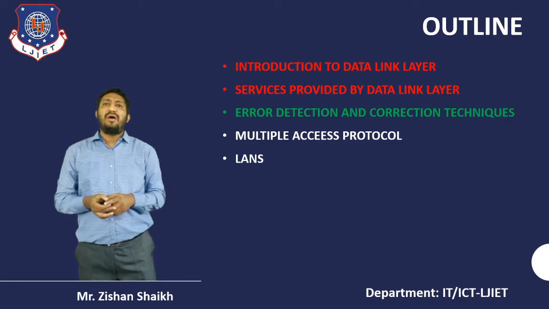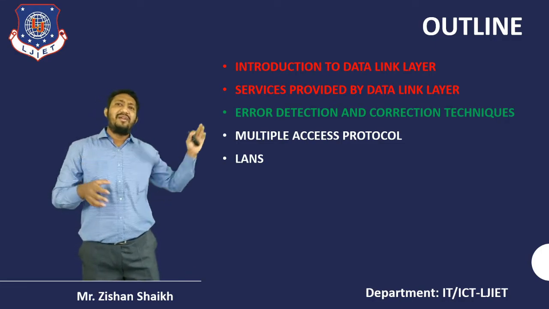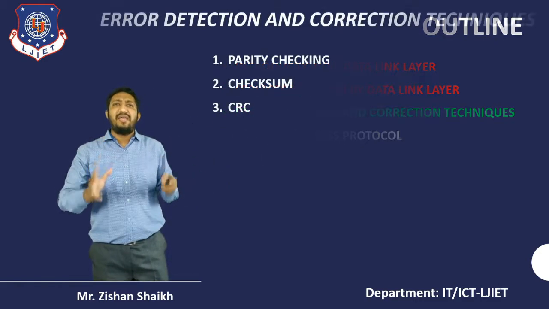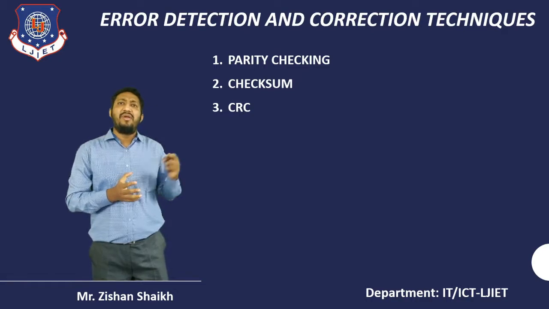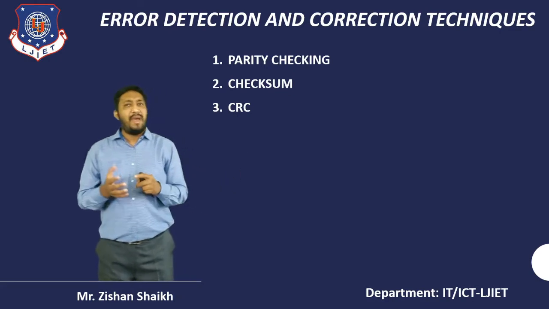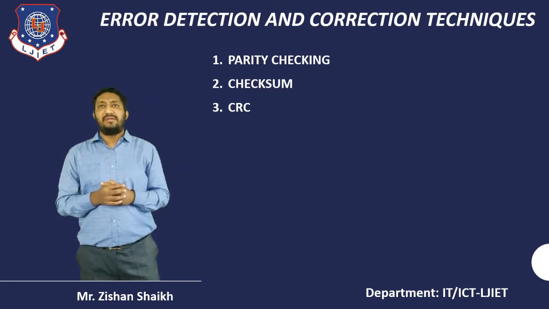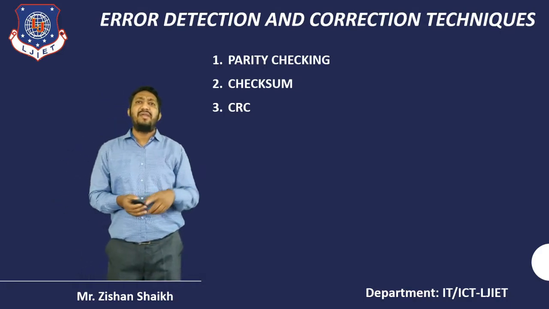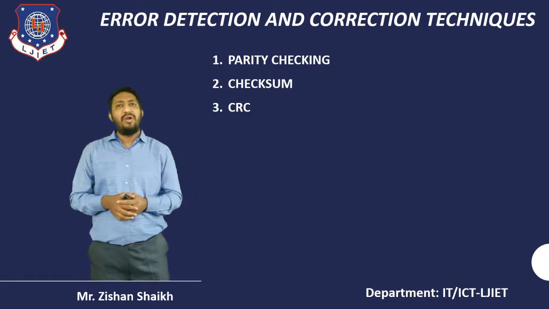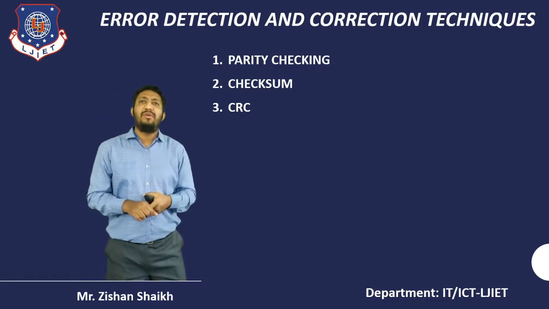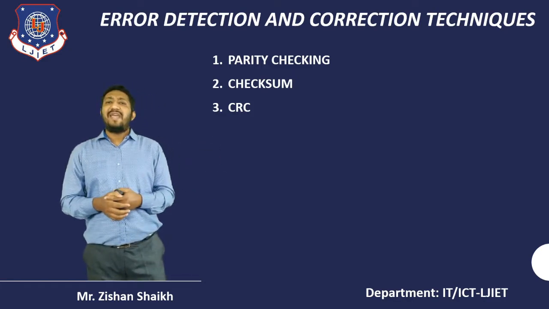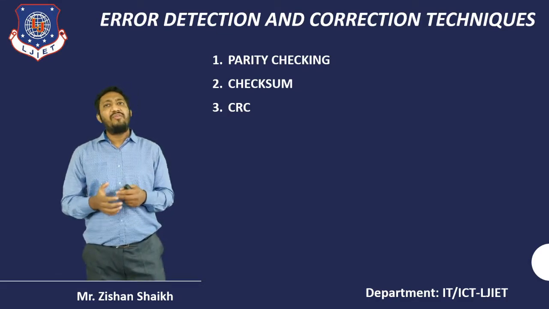Now in the next video, I will cover in detail the different error detection and correction techniques that will be used. But before that, here is an overview of those techniques. We will learn three techniques: parity checking, checksum and CRC. Parity checking generates 1 and 2 dimensional parity, based on odd and even parity. Checksum is calculated on the basis of 2's complement, and the last one is CRC, cyclic redundancy check.